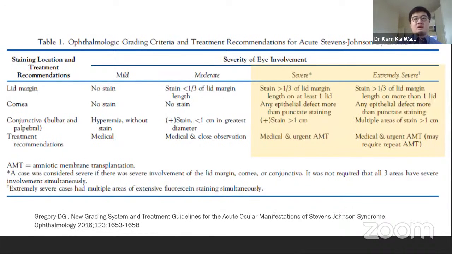So currently in our hospital, the Sono score you just looked at is quite complicated and more suited for chronic sequelae. Nowadays, we base our teaching of residents on this classification, on when to alert the cornea team for an early assessment or amniotic membrane transplant. This is taken from Dr. Gregory. Whenever there is a corneal defect, or a defect on the lid margin occupying more than 1/3 of the eyelid, or a 1 cm conjunctival defect, either on the bulbar conjunctiva or palpebral conjunctiva, then we'll consider putting on an amniotic membrane, usually within the first 2 weeks.